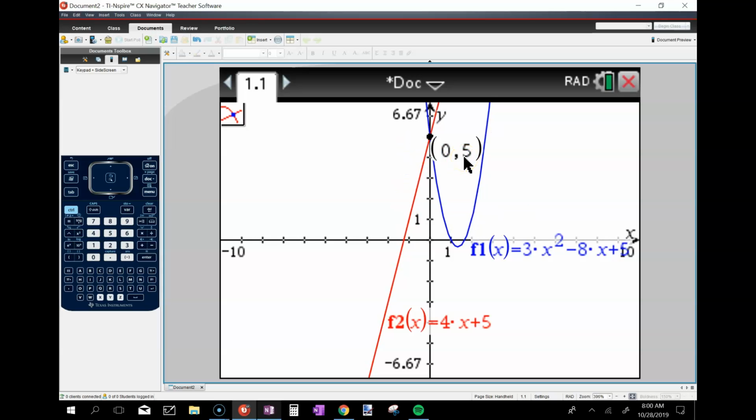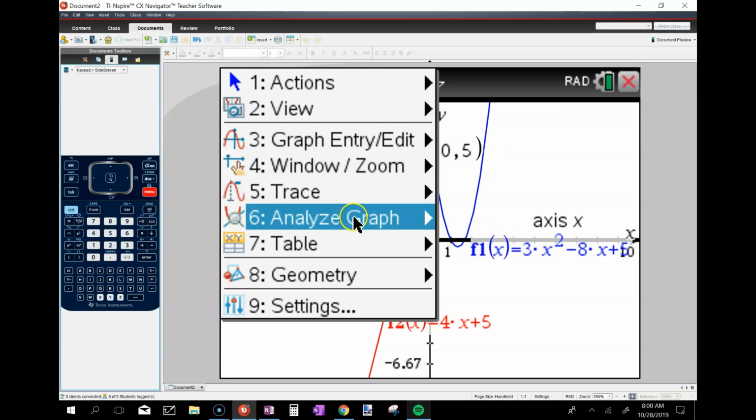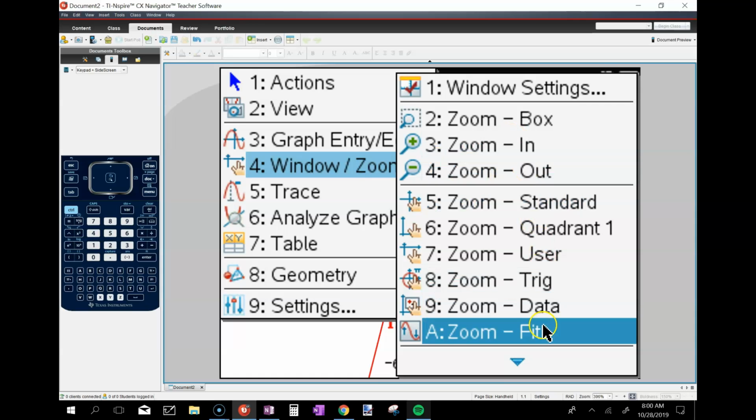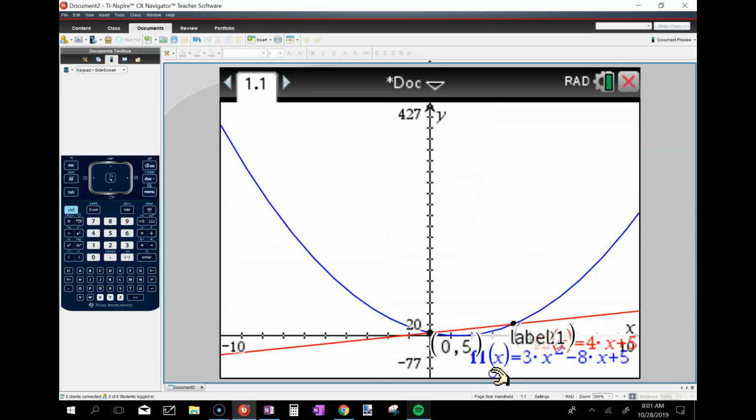Now, why only one? Where's the other one? Well, it's up there, isn't it? I wonder if the calculator's smart enough to find it if I just do a zoom fit, right? Because do you agree? It seems like it's going to be within these x values, right? So I think a zoom fit will probably show it to me. It's not great, but it definitely showed it to me, right? And so there's my solution of (0, 5) and (4, 21), okay?